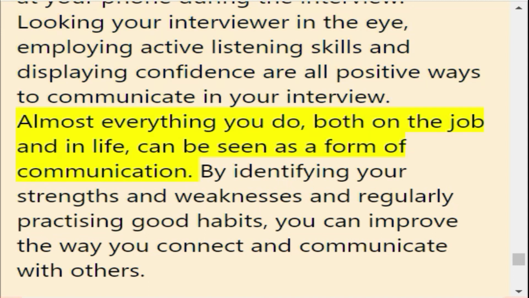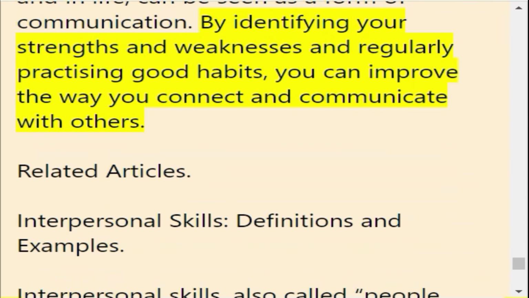Almost everything you do, both on the job and in life, can be seen as a form of communication. By identifying your strengths and weaknesses and regularly practicing good habits, you can improve the way you connect and communicate with others.